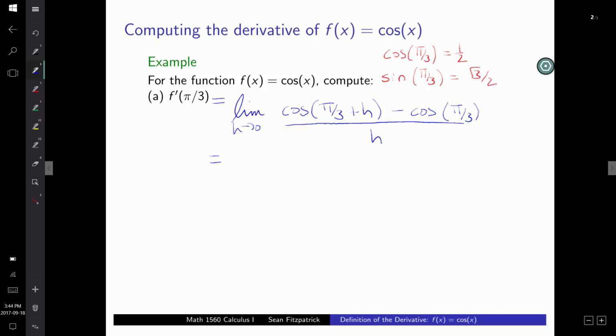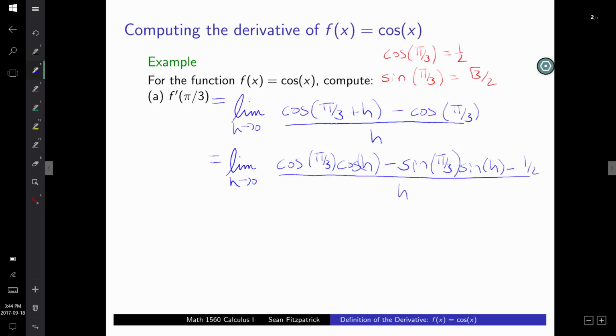How do I deal with pi over 3 plus h? Well, I've got a sum of two values, let's say two angles, and I know how to deal with cosine of a sum. There's an identity for that. I get cos pi over 3 cosine of h. Let's put brackets around that h so we don't confuse this with hyperbolic cosine. Not that you guys have to worry about that. The 1565 students, they will see hyperbolic cosine. Then sine of pi over 3, sine of h, minus, well, let's put that in, 1/2. There's my cos of pi over 3, over h.